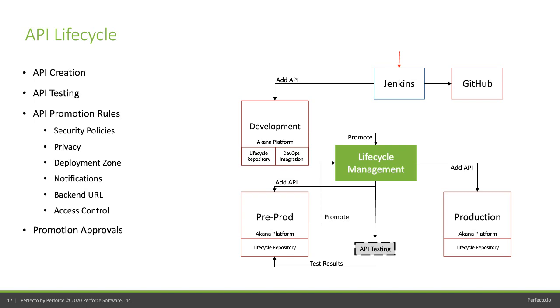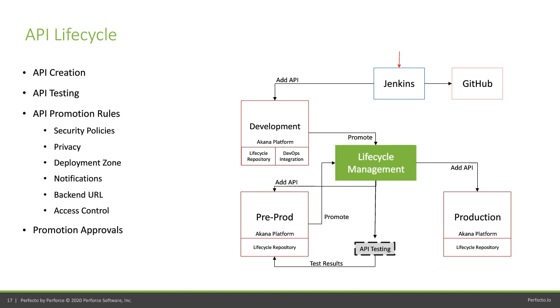During this promotion cycle, we can apply some rules to achieve automation in dynamically applying security policies, setting the privacy attribute for the API. Is this API a private API to be consumed or visible only to the internal or enterprise audience, or is it a public API so that it is visible to the world in a public space? We can choose the deployment zone. Where do we want to deploy this API when we promote it from, let's say, pre-prod to prod, right?